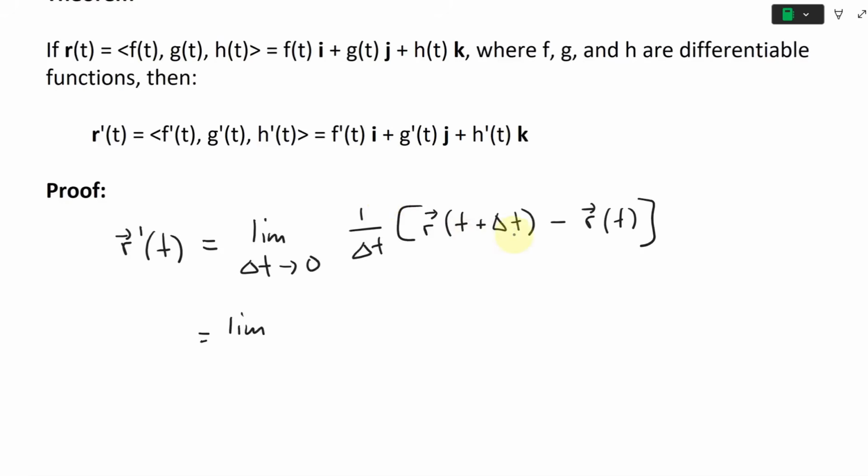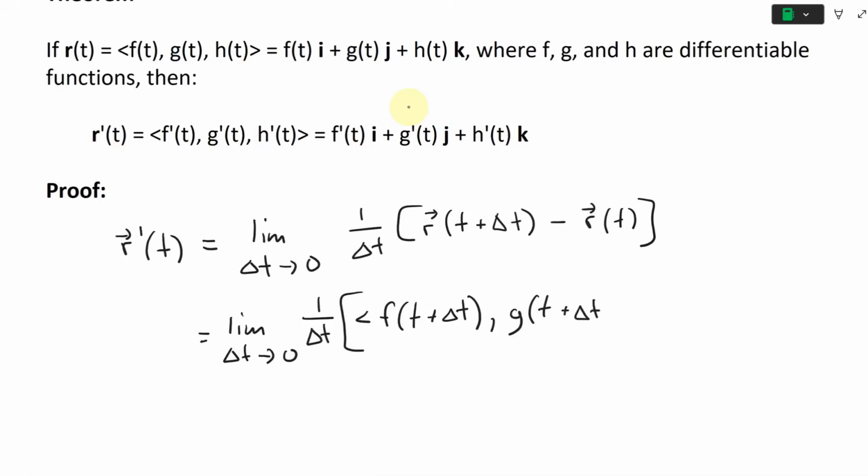So the limit as delta t approaches 0 of, and what we'll do now is put 1 divided by delta t as well. And then we're going to have a big bracket like this. Now just expand that function out. As a vector, this is going to be f of t plus delta t, and then g of t plus delta t.